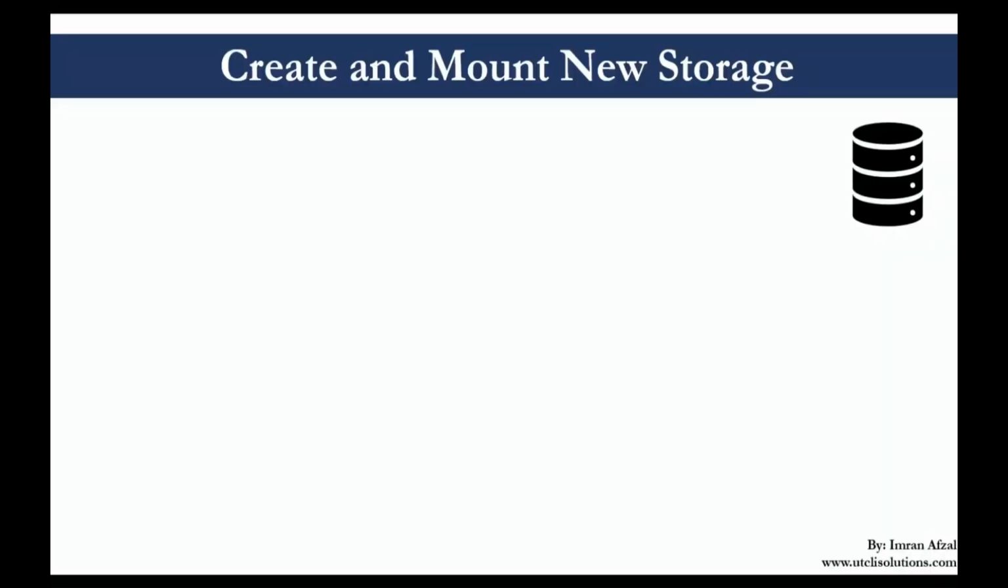In this video, we will learn how to create a new storage, partition that new storage, and mount it on your Linux system. To create or add a new storage to your Linux virtual machine, the first thing you have to do is power off your virtual machine and add a new disk. For this video, we're going to add a 2 gigabyte disk from our virtualization software. Our virtualization software is Oracle VirtualBox.